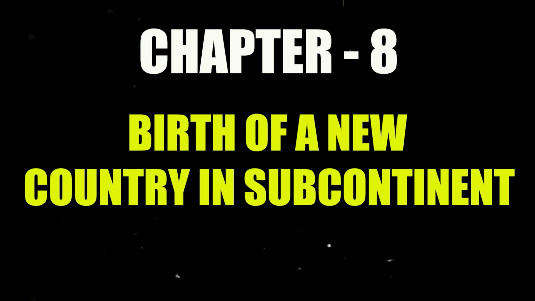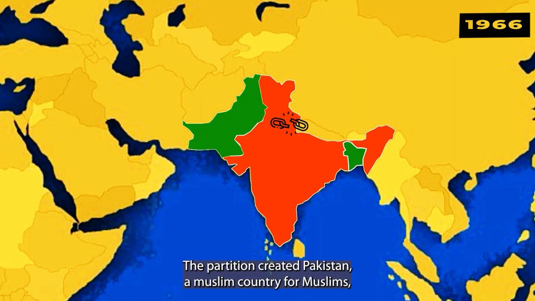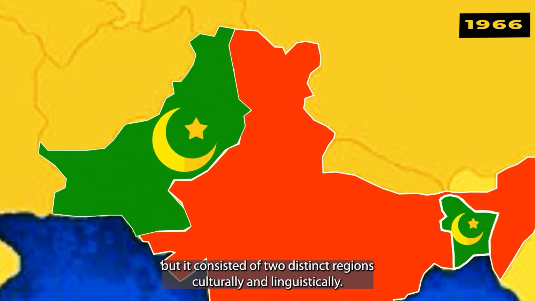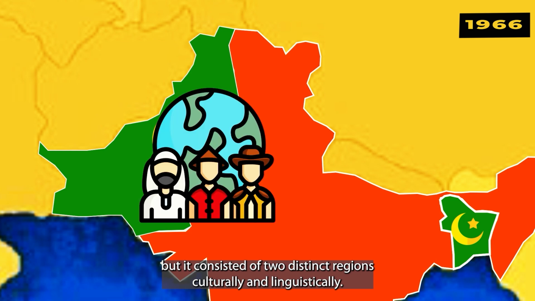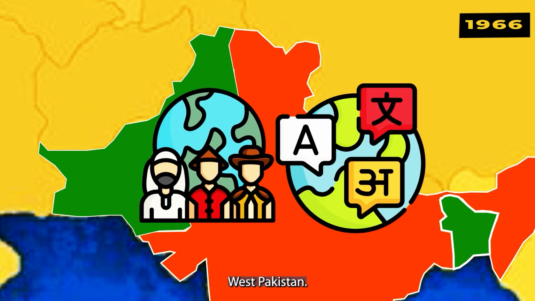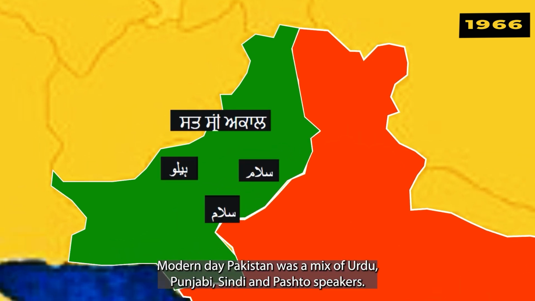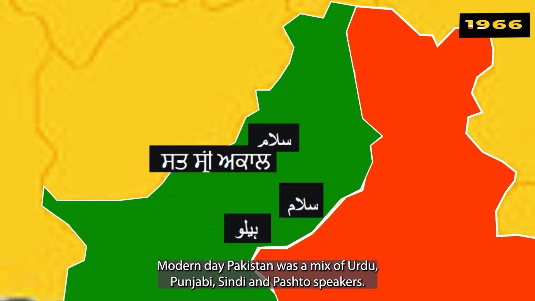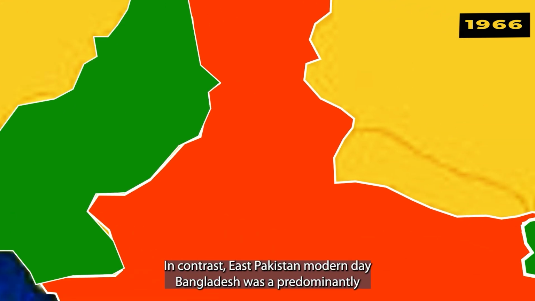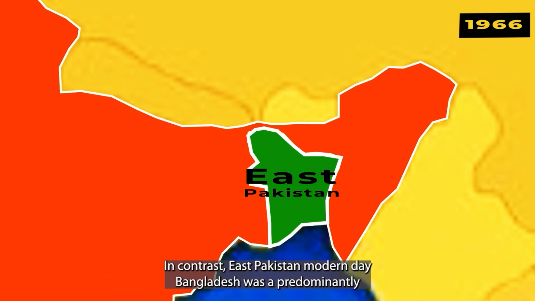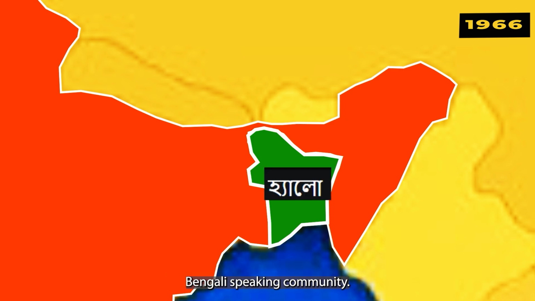Birth of a new country in the subcontinent. The partition created Pakistan, a Muslim country for Muslims, but it consisted of two regions that were distinct culturally and linguistically. West Pakistan, modern-day Pakistan, was a mix of Urdu, Punjabi, Sindhi, and Pashto speakers. In contrast, East Pakistan, modern-day Bangladesh, was a predominantly Bengali-speaking community.